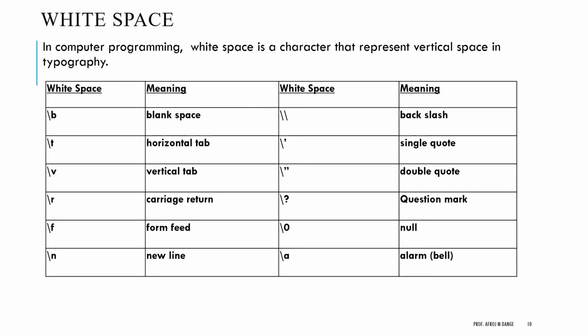\b means blank space, \t horizontal tab, \v vertical tab, \r carriage return, \f form feed, \n new line. So we are seeing that whenever we put a white space character, there is no printing material present there. So these are the white space characters.